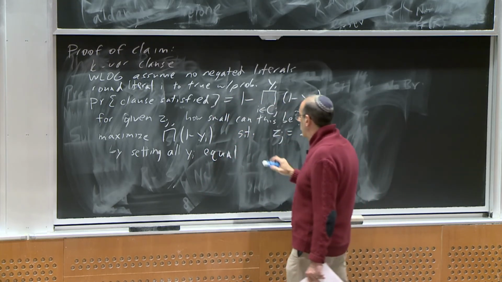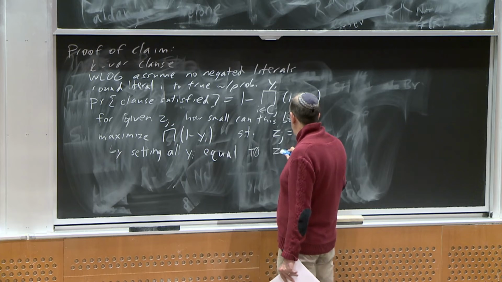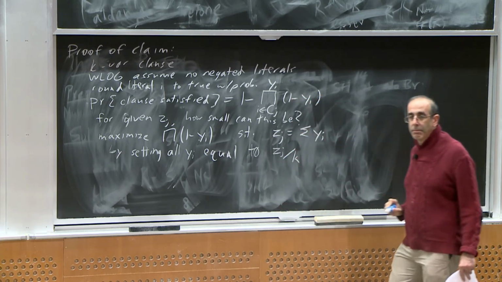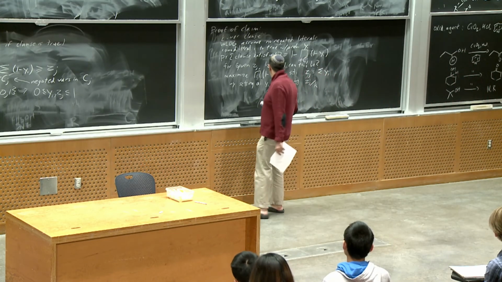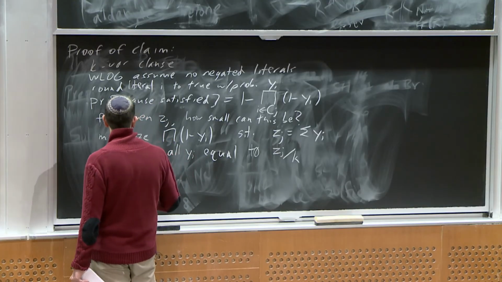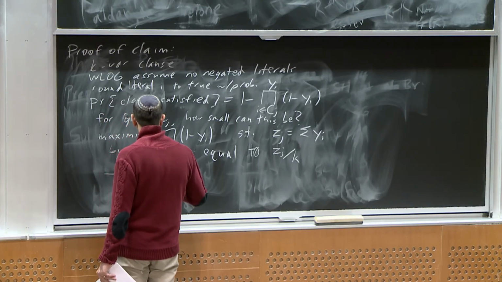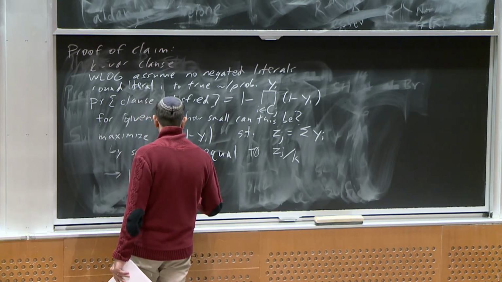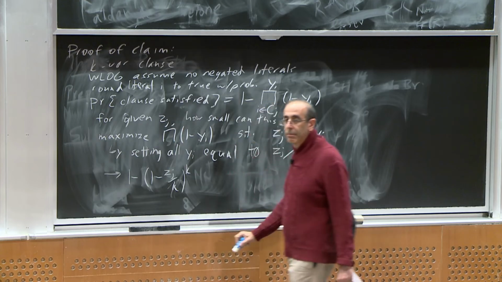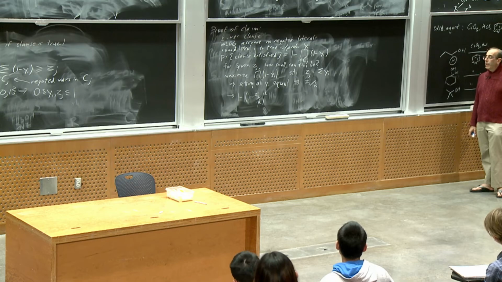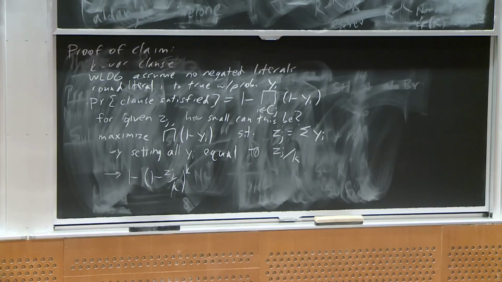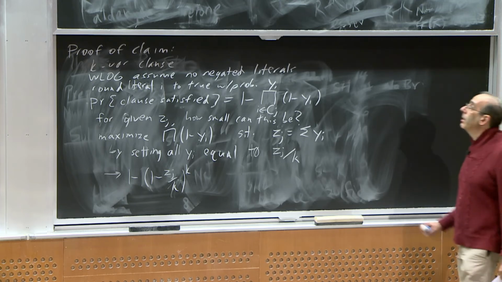If I set all of the yi's equal, what are they going to be equal to? They're going to be zj divided by k. Okay? Which means, when we plug it in, that the probability becomes 1 minus zj over k raised to the kth power. So this is a lower bound on the probability that a clause with fractional truth value zj ends up true. And we now need to simplify this quantity.